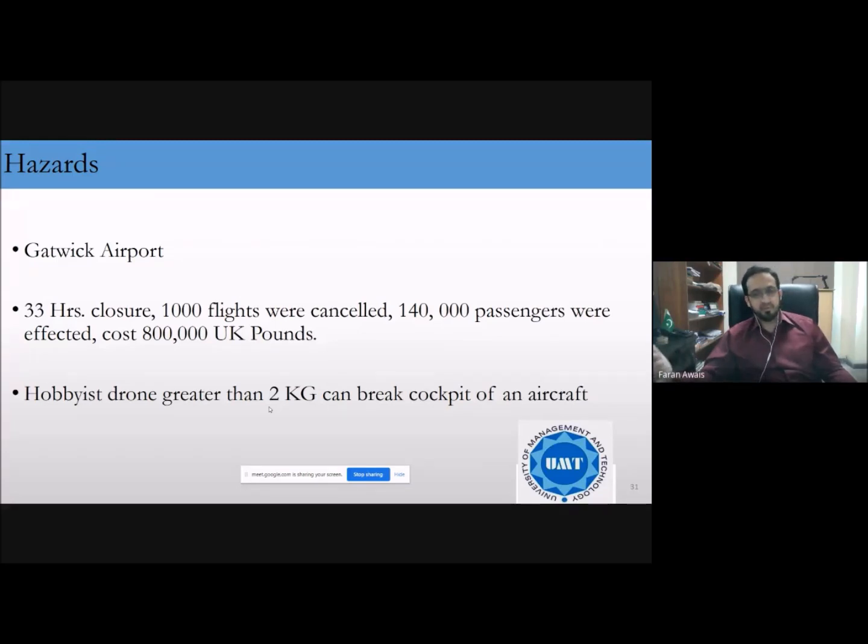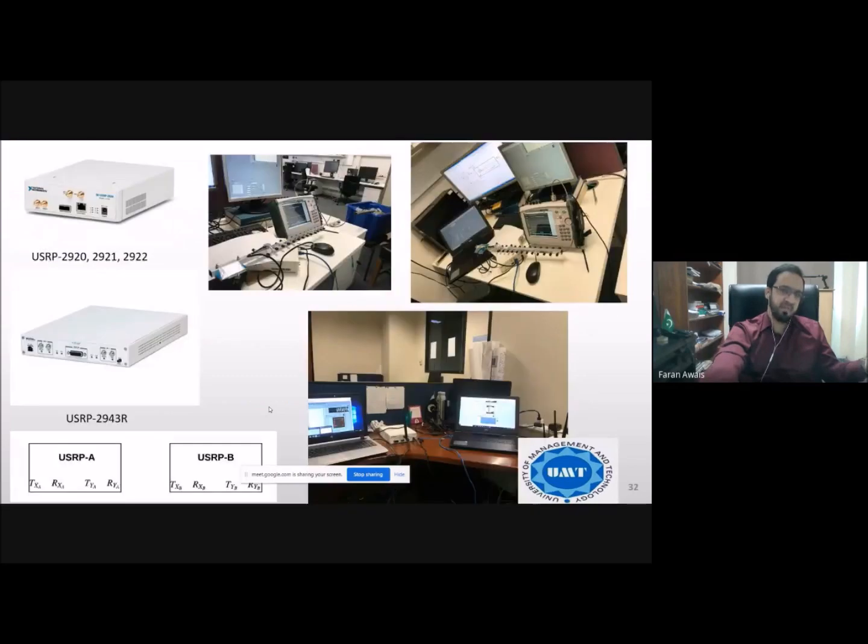A hobbyist drone greater than 2 kg, obviously 2 kg is not a big number at all, can break the cockpit of an aircraft, right? So although something can be unintended, it can lead to huge chaos. So yes, there are benefits of drones, but at the same time, there is a need to formulate and design radars that can detect them, and hence save society from the associated hazards, right?